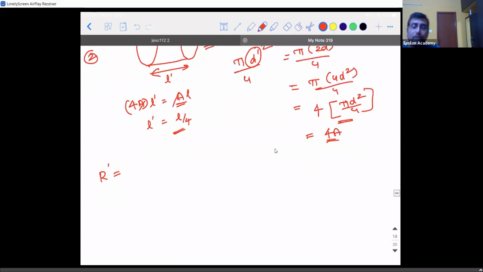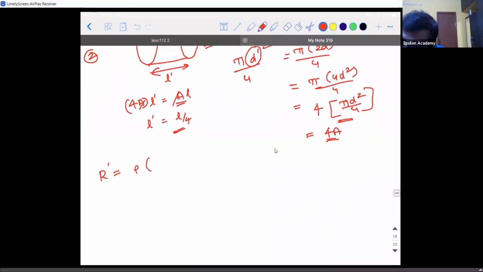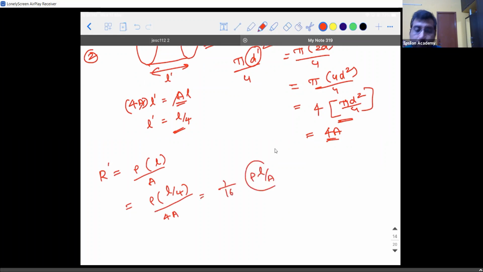Okay, R dash will be equal to rho into L divided by A. So rho into, what is the value of L, guys? It is L by 4. What is the value of area? 4 times A. So 1 by 16 into rho L by A. You're able to understand this point. But what is rho into L divided by A? Is this not the initial resistance that we have? So 1 by 16 into the initial resistance that we had, which is 10. So the factor with which it will decrease is 1 by 16.